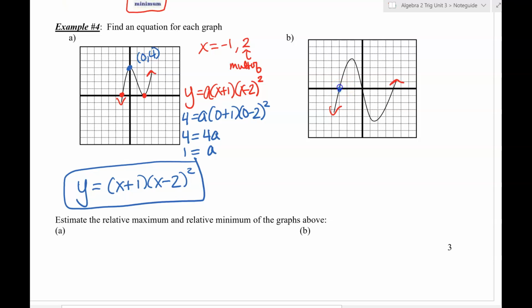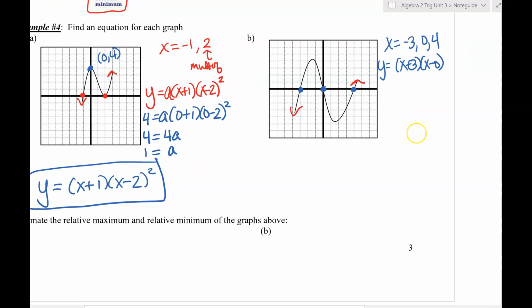For part B, there are 3 zeros. There are zeros at -3, 0, and 4. They are all single, so those give me 3 factors. Factors at x plus 3, x minus 0, and x minus 4. We normally don't write x minus 0, we normally write that as just x. So this is probably how you would be more familiar seeing this. And we still want to find that a value.